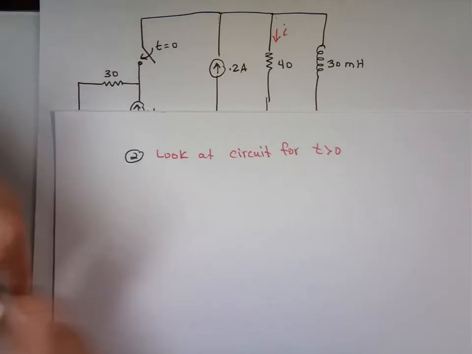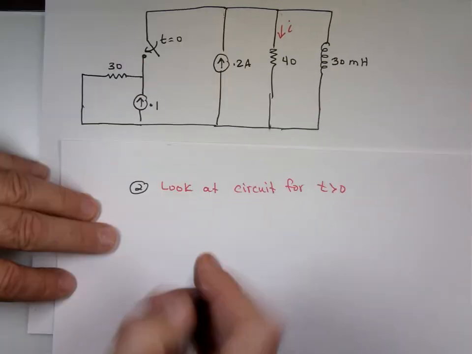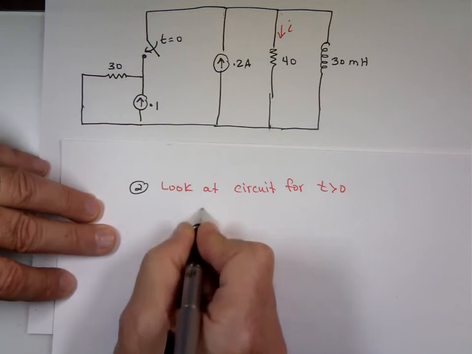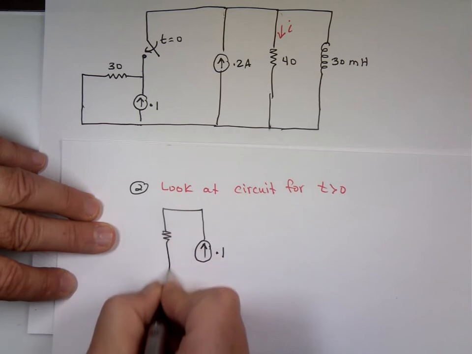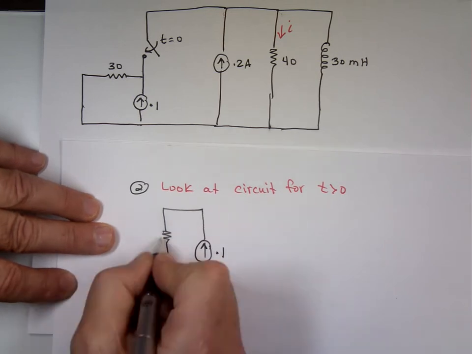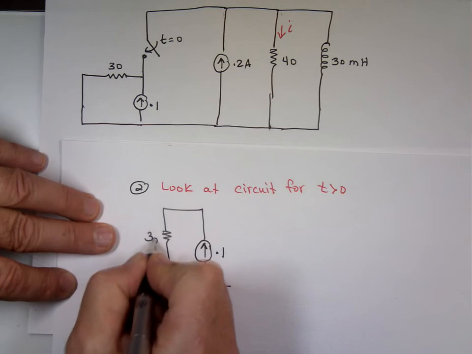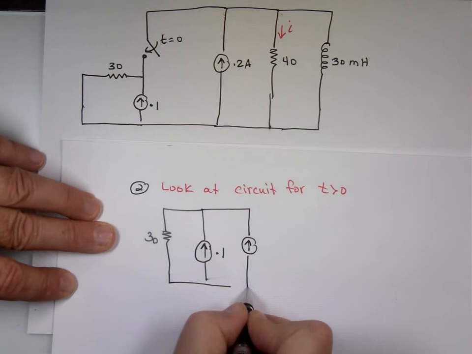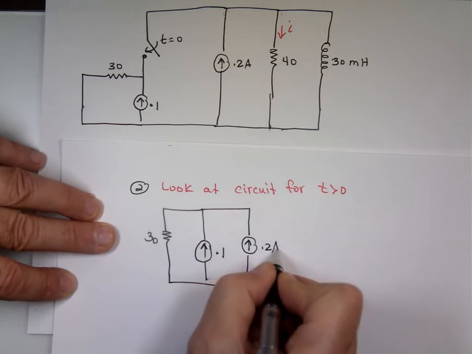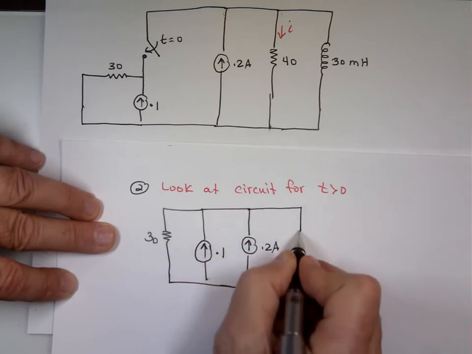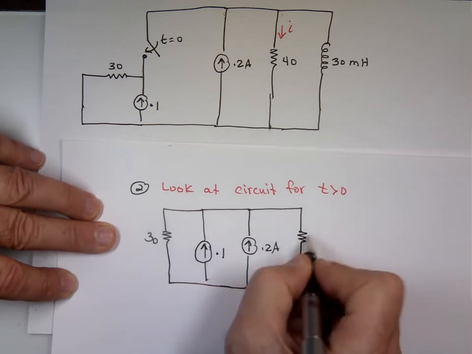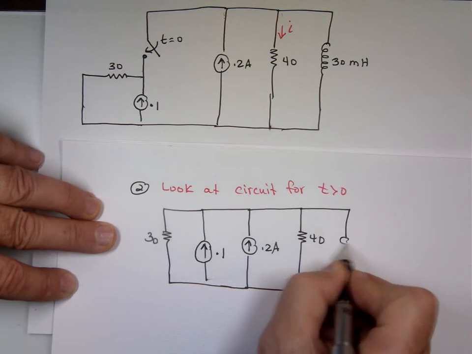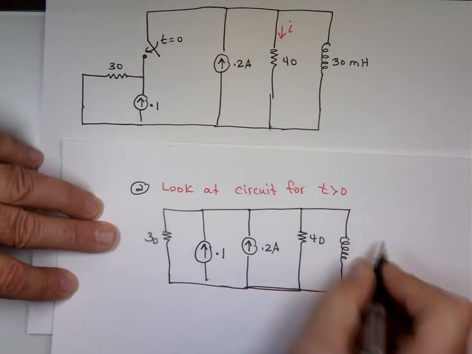So now my circuit will look like this. 0.1. I can put the 30 here. It doesn't really matter if I put it on the side or the top. That's 0.2 amp. That's 40. And that's 30 millihenry.